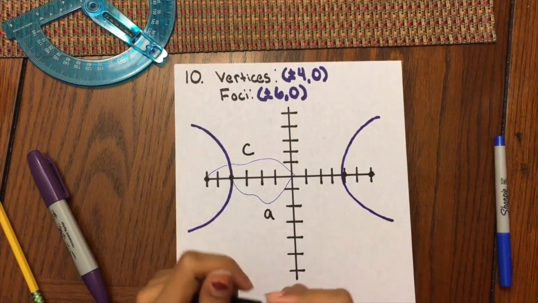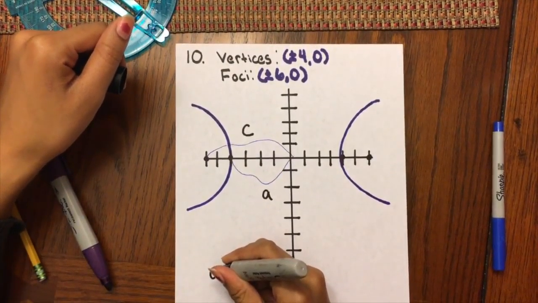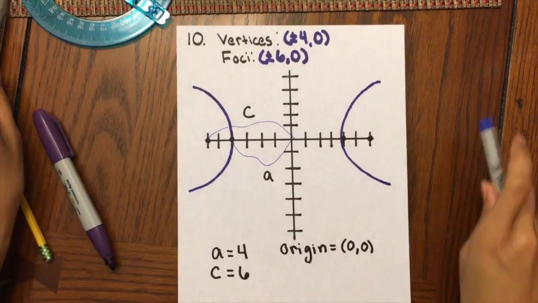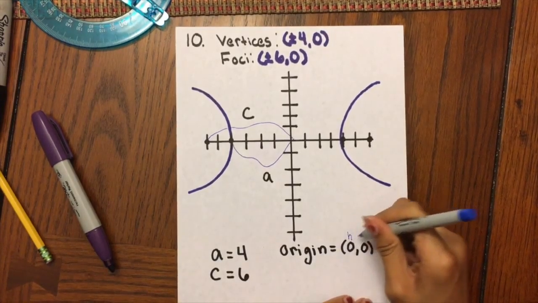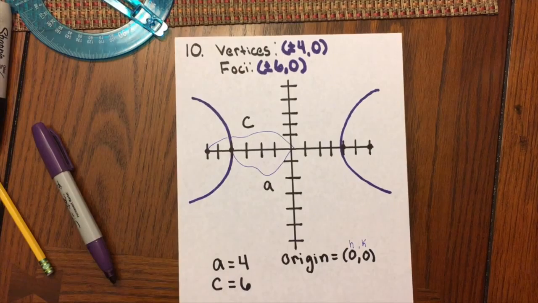We know that the distance from the origin to the vertex is equal to a, and the distance from the origin to the foci is equal to c. So a equals 4 and c equals 6. And of course the origin is 0, 0, which is equal to h and k.